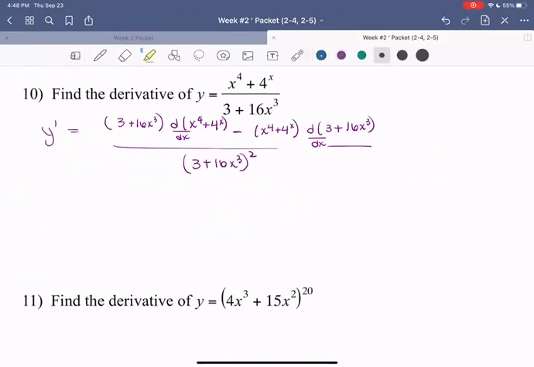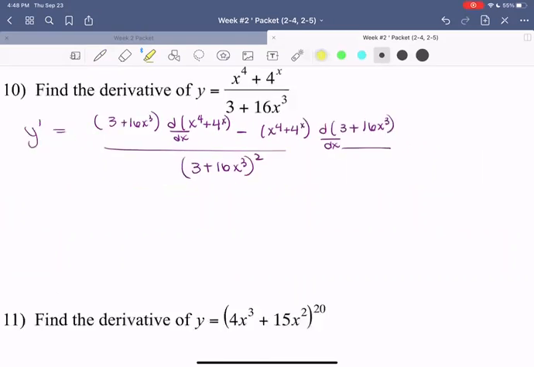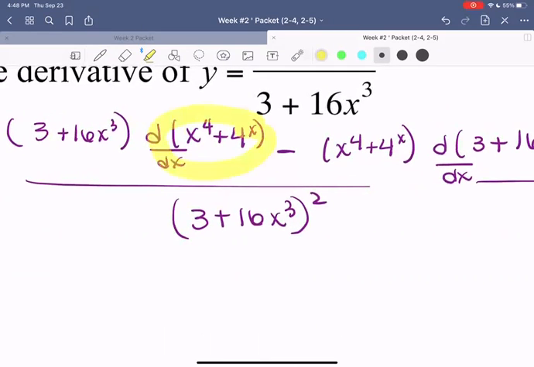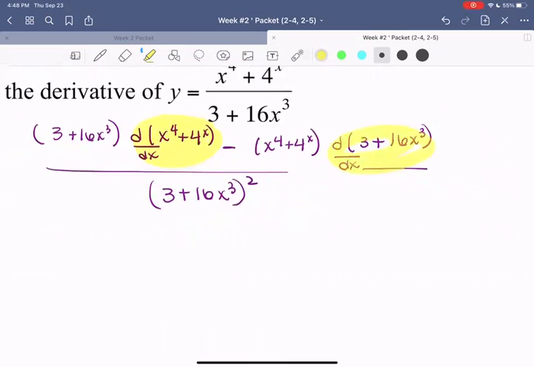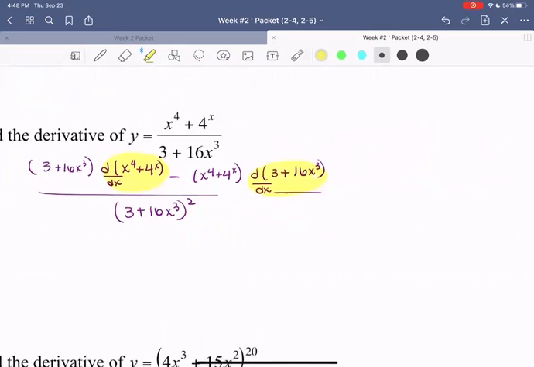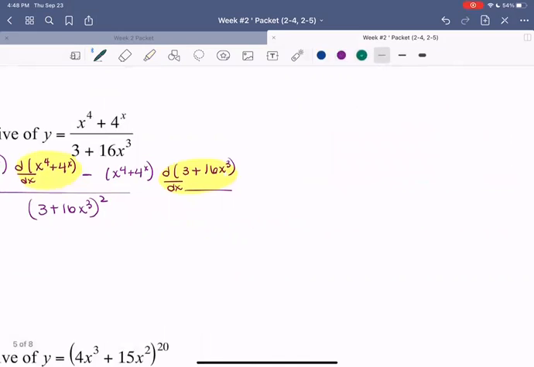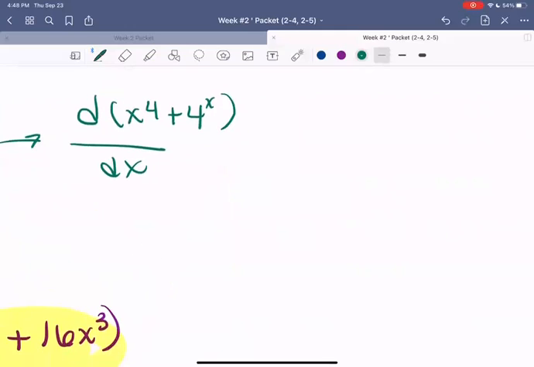Now we can take a look and ask what derivatives we even need to compute. We need the derivative of this function here and the derivative of this function here. We could do that in two chunks. First, the derivative of x to the fourth plus 4 to the x. We just have a sum here, so we compute the derivative of each term.